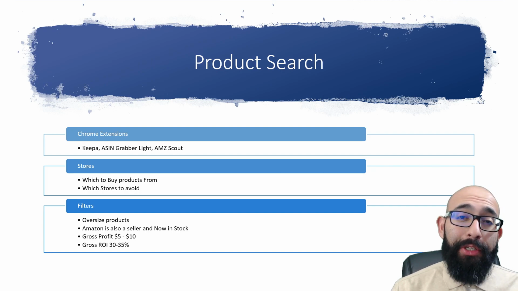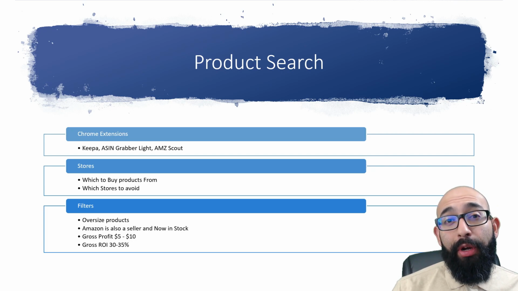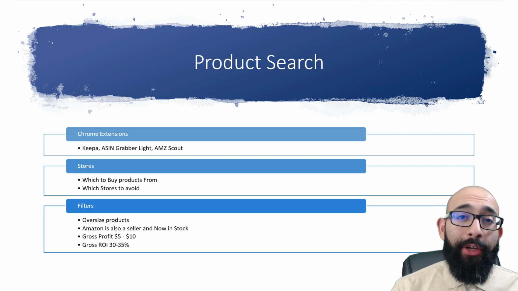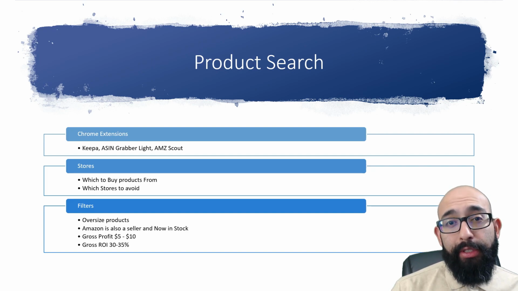The first Chrome extension that you're going to want to download is Keepa. Keepa saves information on a product and what price it's sold at. It also gives you some other information, such as how the product sold, if it's sold as a buy box or if it's sold by a third-party seller. The next one's called the ASIN Grabber Lite. You're going to want to download this one if you want to do the reverse search on your competitors. That way you can find the products that they're selling.